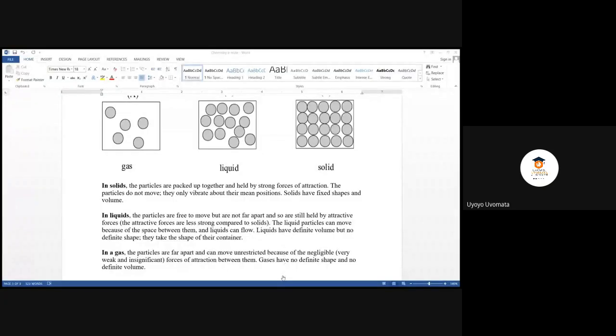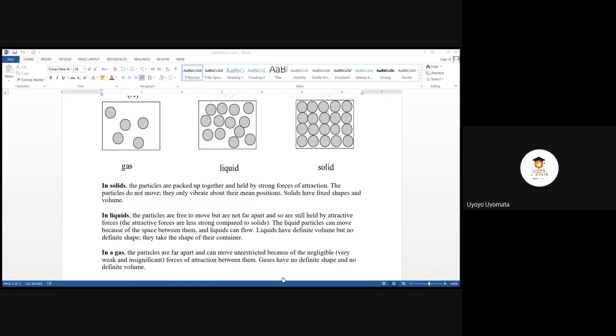Now, we'll go back to our notes. In liquids, the particles are free to move. They can move because they are not held by the very strong forces that hold particles in a solid state together. They are free to move, but are not far apart. So they are apart from one another, but not far apart.